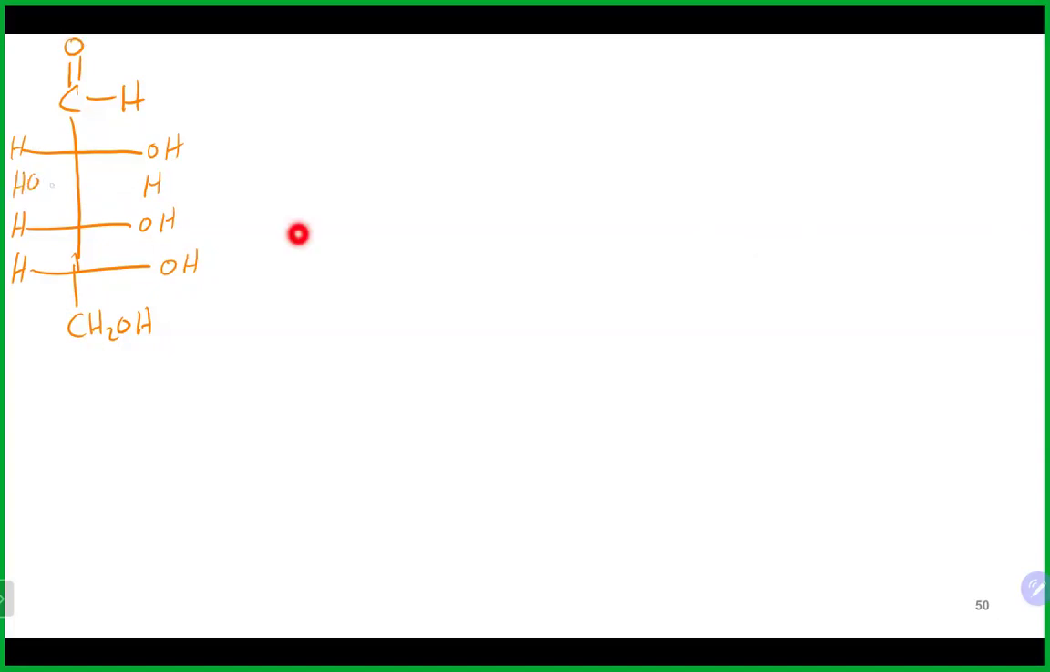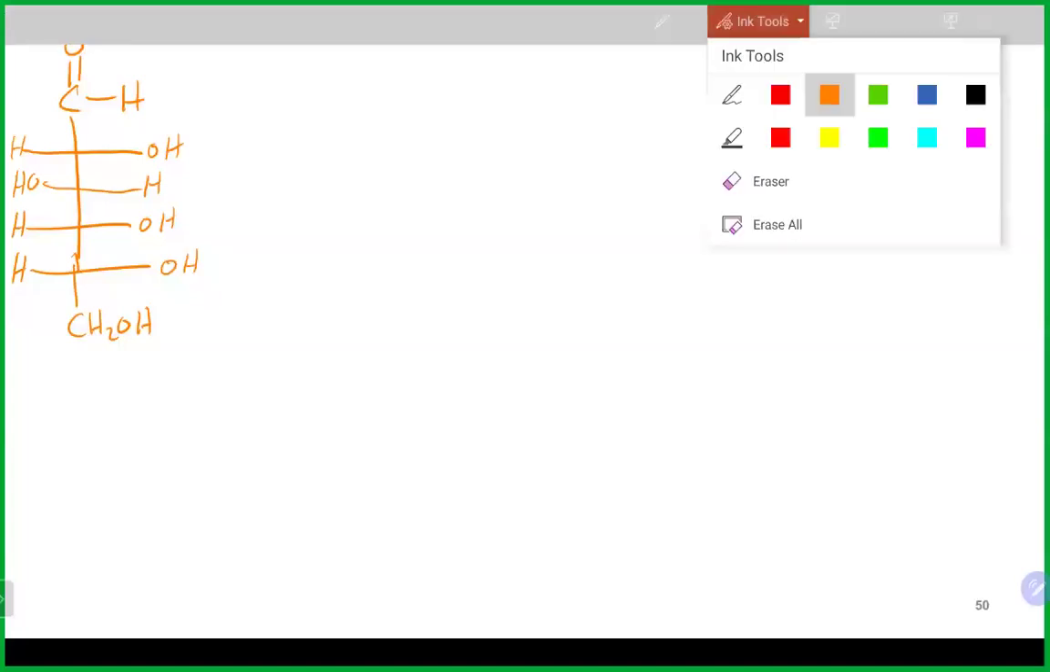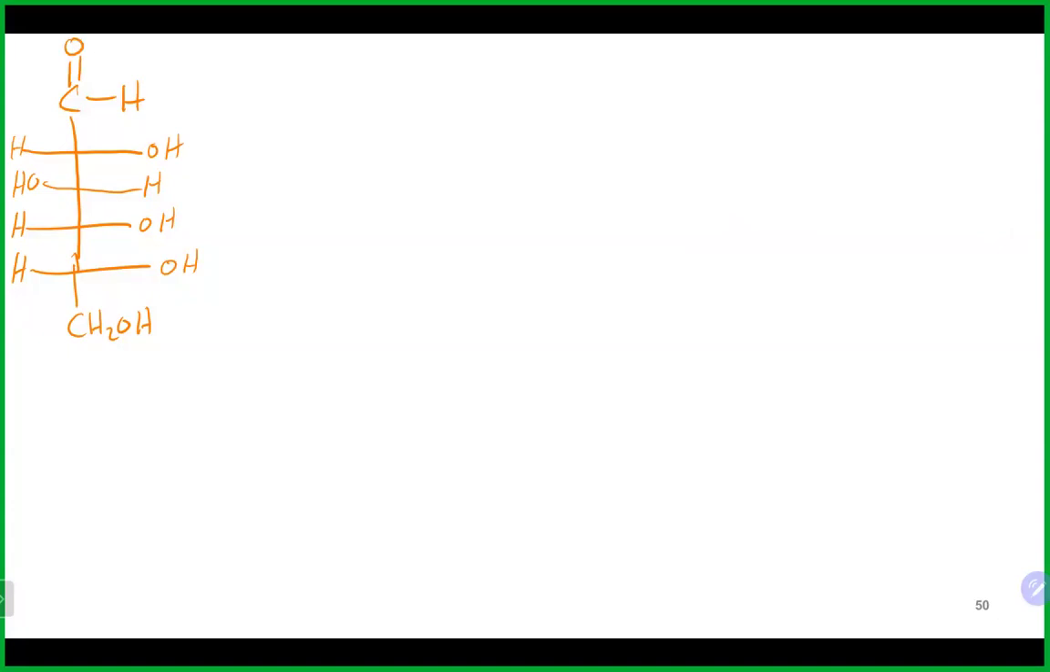All right. So the first thing you want to do, since we're going to turn this into a ring structure, is number your carbons. This is carbon number 1, carbon number 2, carbon number 3, carbon number 4, carbon number 5, and carbon number 6. Then you could do one of two things. You could take this and just drop it on its side. You're going to redraw it, tilting it to the right.